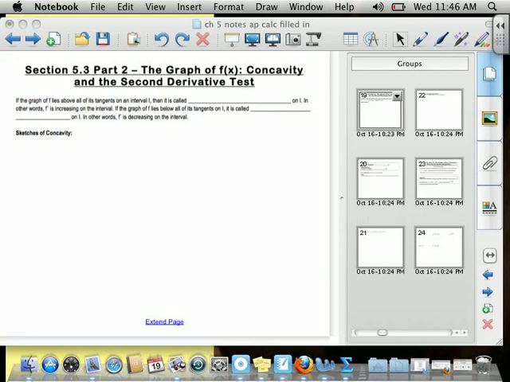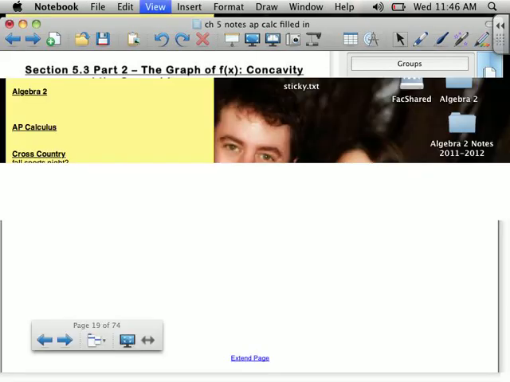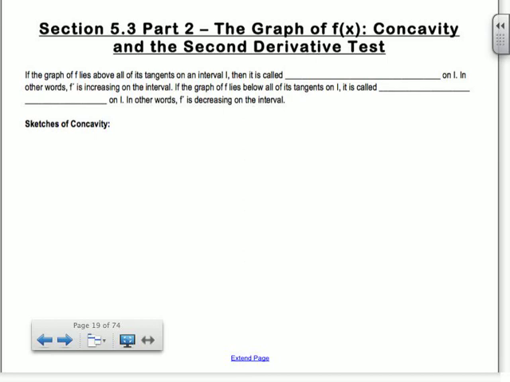All right, so section 5.3 part 2 is on concavity. So we're going to talk about concavity.